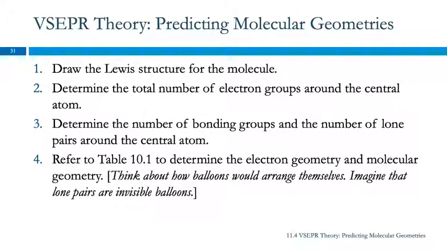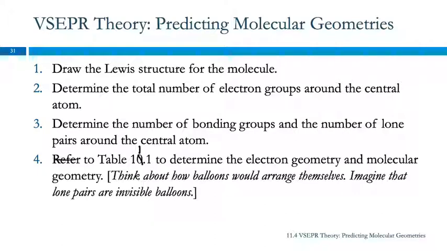So, VSEPR theory, predicting molecular geometries. These are the instructions the book gives you. Draw the Lewis structure. Find the total number of electron groups on the central atom. Find the number of bonding groups and the number of lone pairs. Well, I should have edited this because it's not chapter 11. And then they say, refer to table 11.1 to determine the electron geometry and molecular geometry.